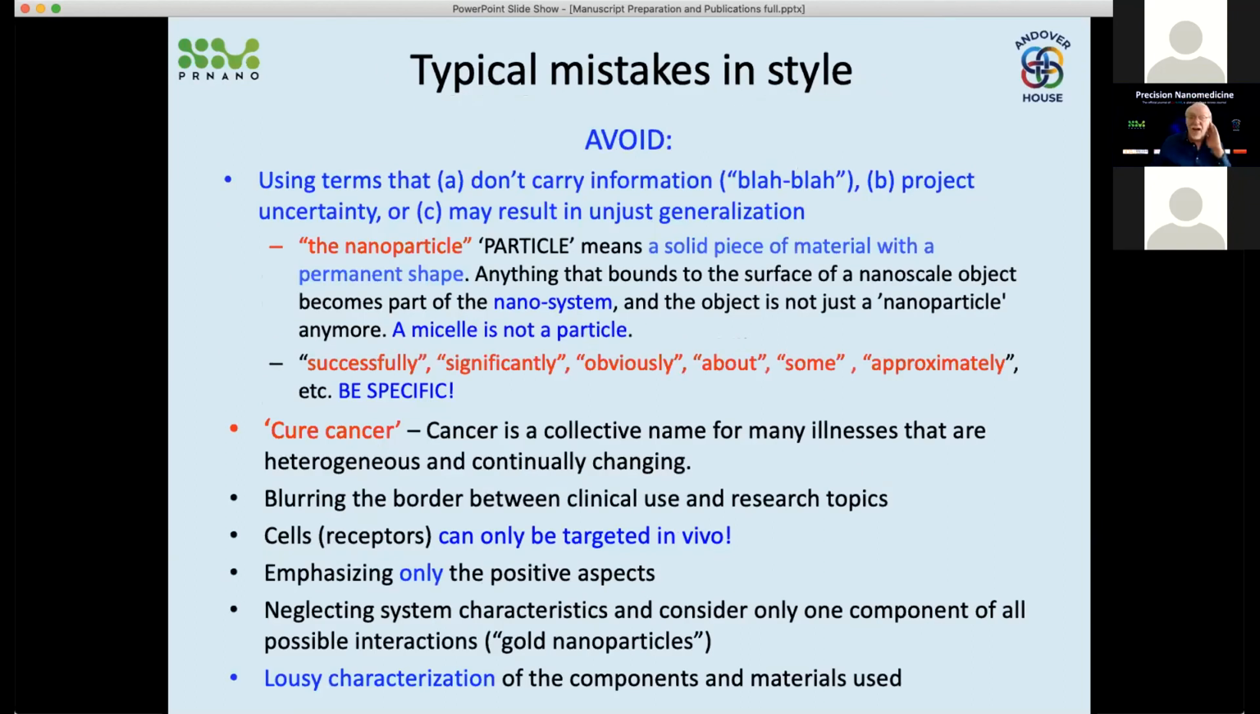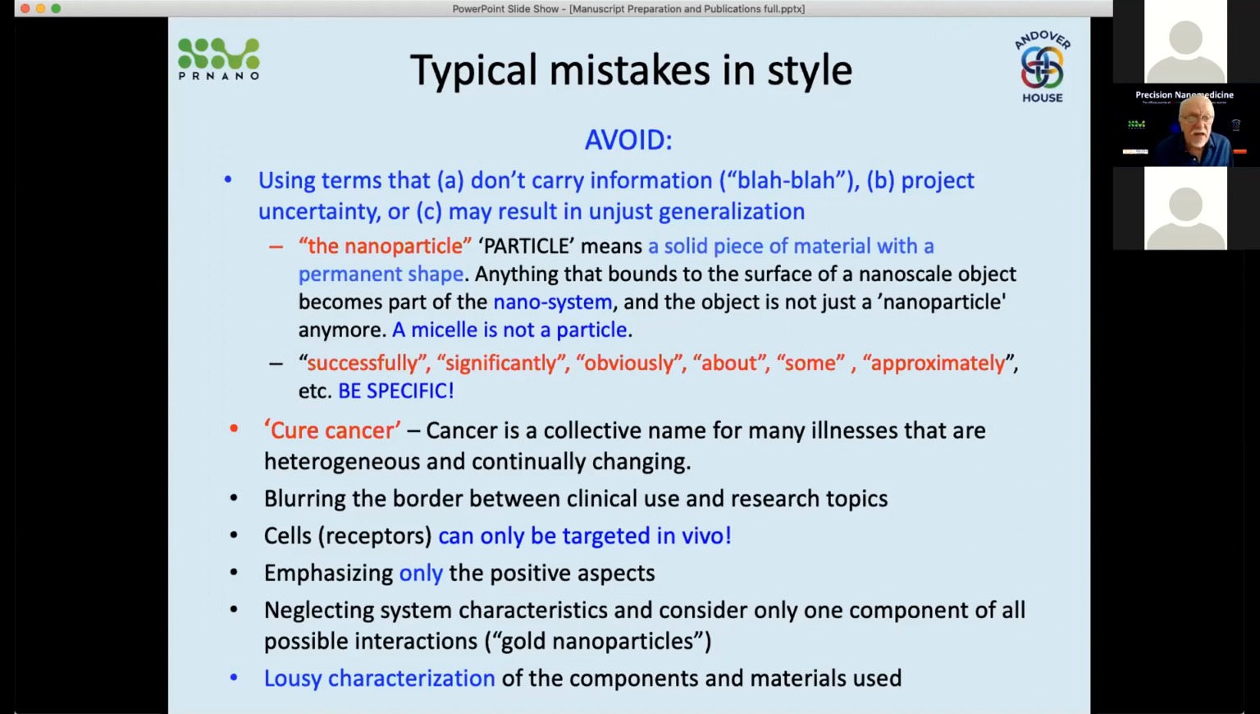Typical mistakes in style. Avoid using terms that don't carry information, that we call blah blah blah. Avoid terms that project uncertainty or unjust generalization. Grandiose statements. So a few examples. The nanoparticle. First of all, a particle means a solid piece of material with a permanent shape. Unfortunately, this is one of the most often committed. Anything that bounces is not a particle. My cell is not a particle.